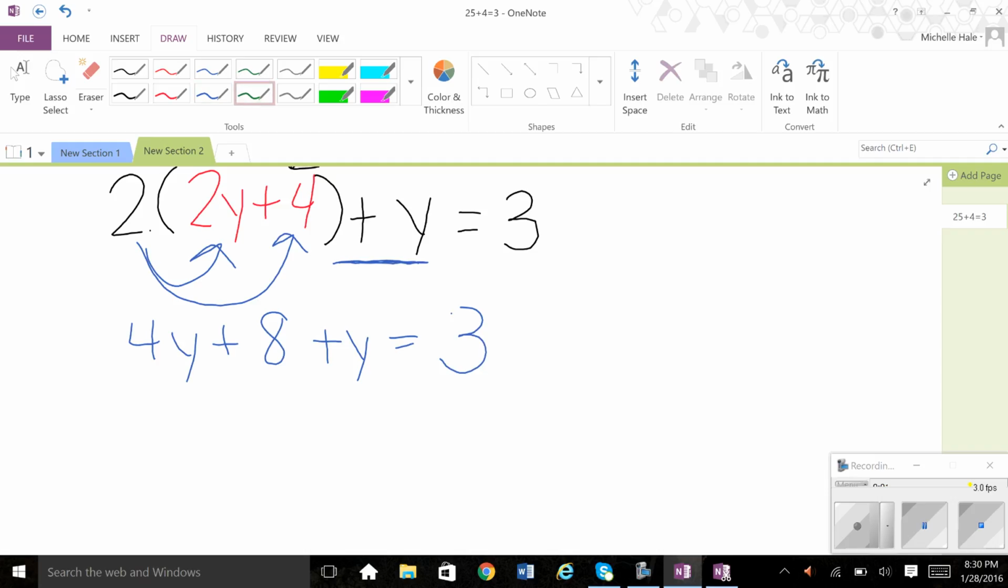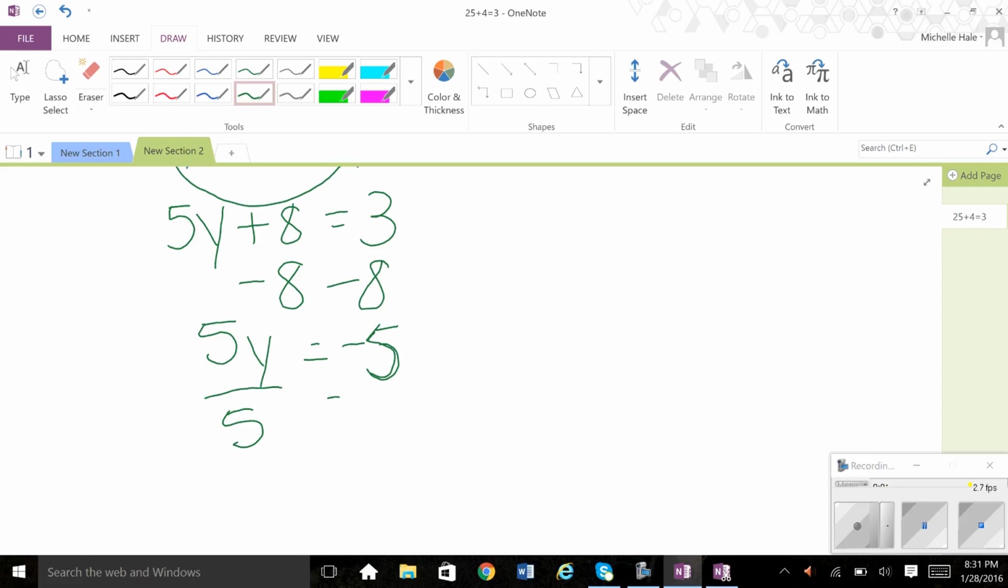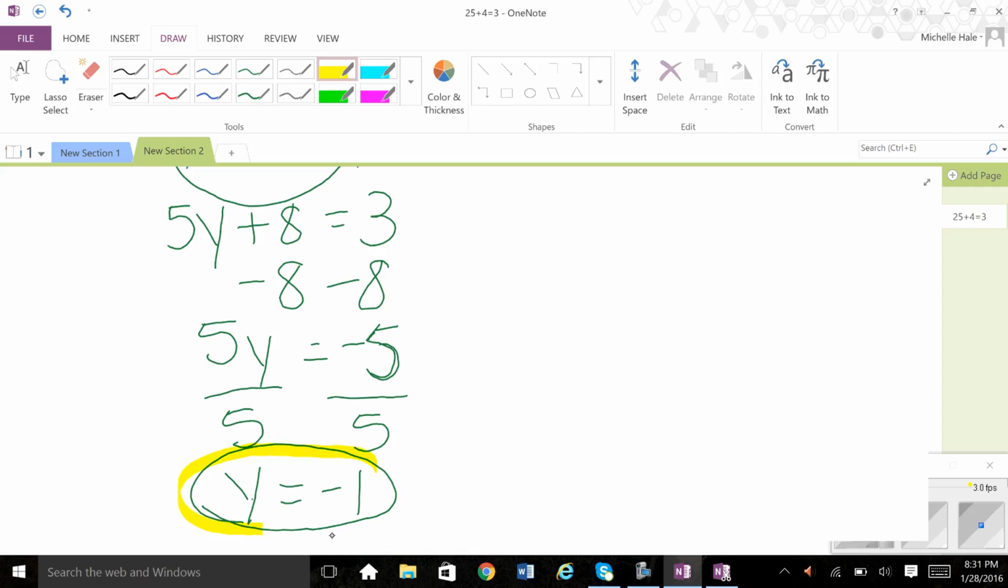Then I will combine like terms, so you'll end up with a 5y plus 8 equals 3. Move that up. Subtract 8 from both sides, and you have a 5y equals negative 5. Okay, divide by 5 on both sides, and you have a y equals negative 1. Okay, so that's our answer as of right now for y.